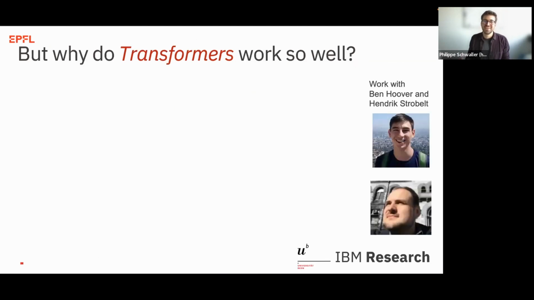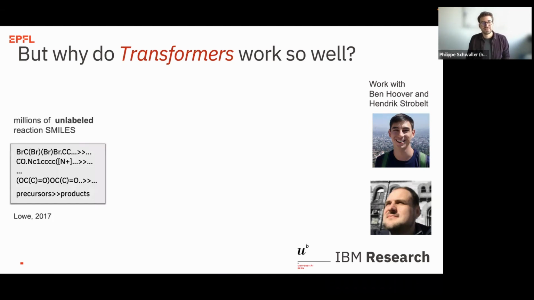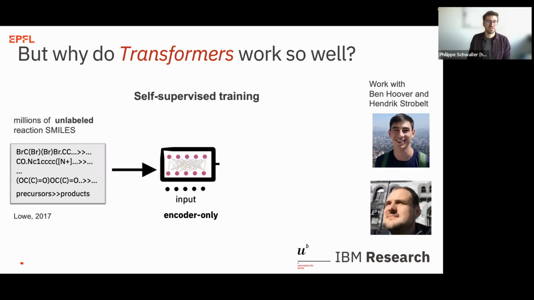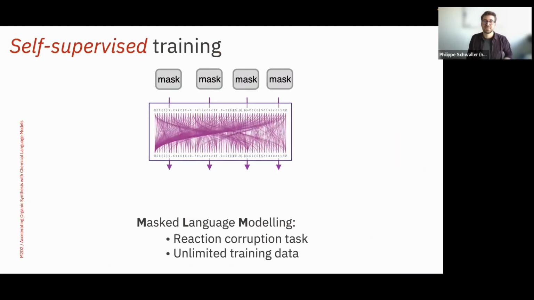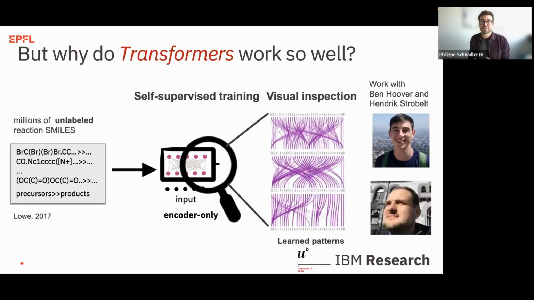One question is, why do those transformers work so well in chemistry? And that's when I teamed up with Ben Hoover and Hendrik Strobelt, the amazing visualization experts from, you might know them maybe from Exbert, for example. And we took the USPTO data, so millions of chemical reactions, used this supervised training task, so just masked language modeling for chemical reactions. And then we inspected visually what our models had learned.